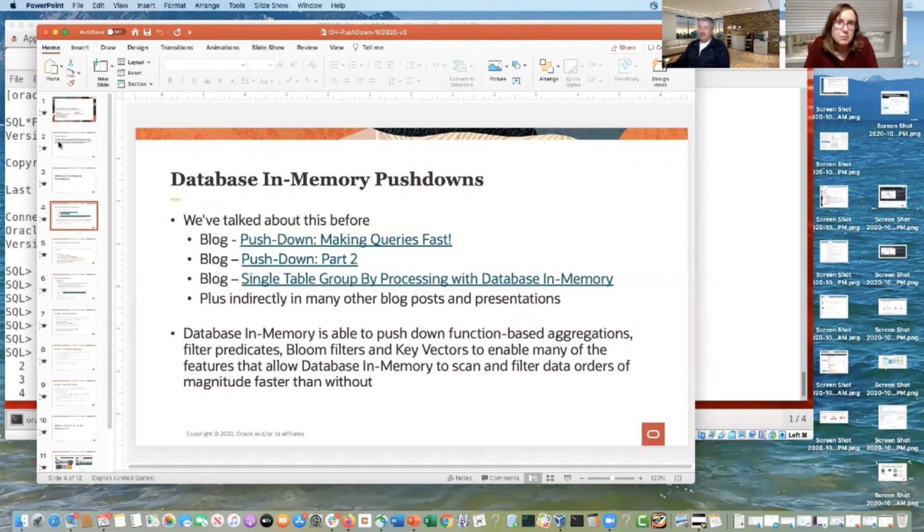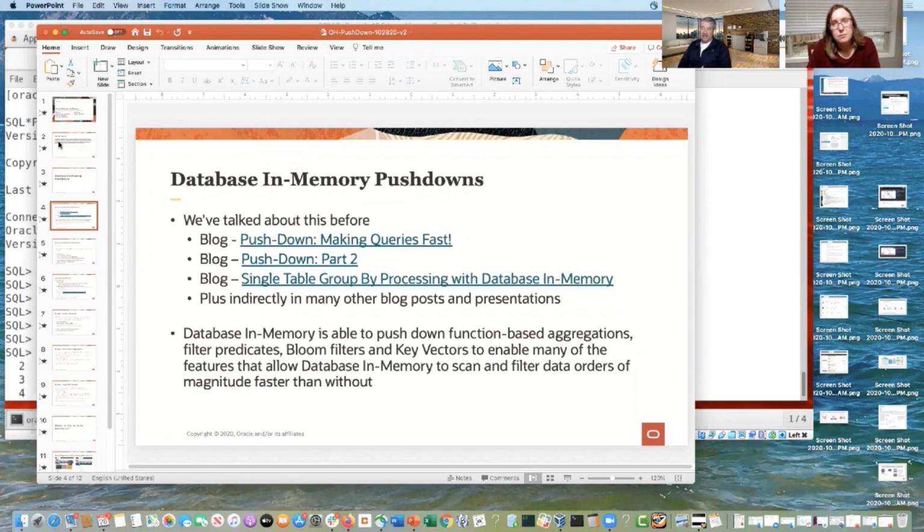And so Database In-Memory actually does other pushdowns as well. The goal, I like to tell people, is to do as much work for the SQL query execution as possible during the scan of the data. So even hash joins can be turned into scan and filter operations.